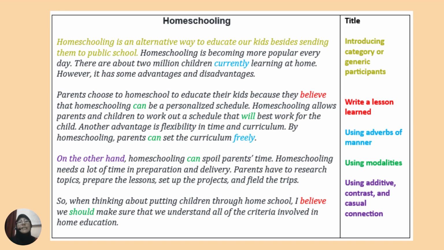And then using modalities. Here there are some modalities used in this text, like the word will, the word can, the word should. We can find some words of modalities here. And the last one is using additive, contrast, and causal connection. We can show it in the third paragraph in the phrase on the other hand. Okay, I think that's all for analyzing generic structure and also language features of discussion text.